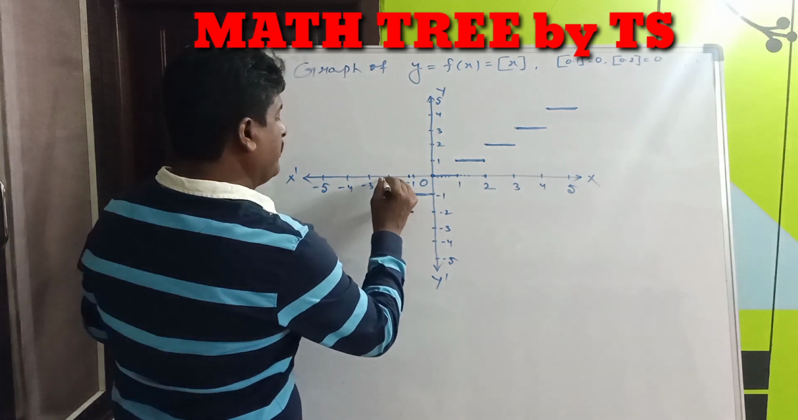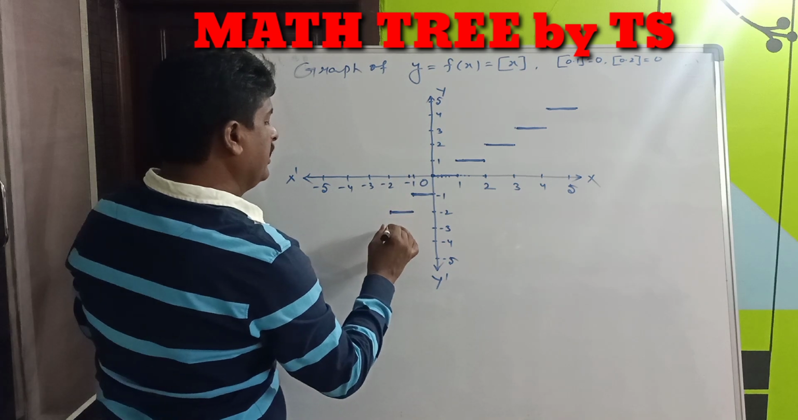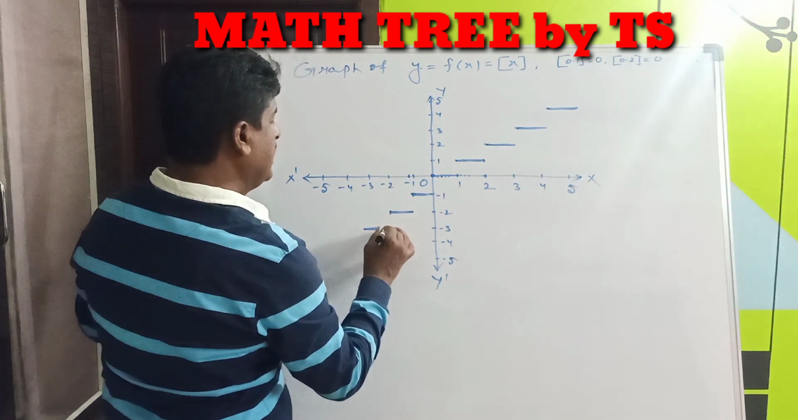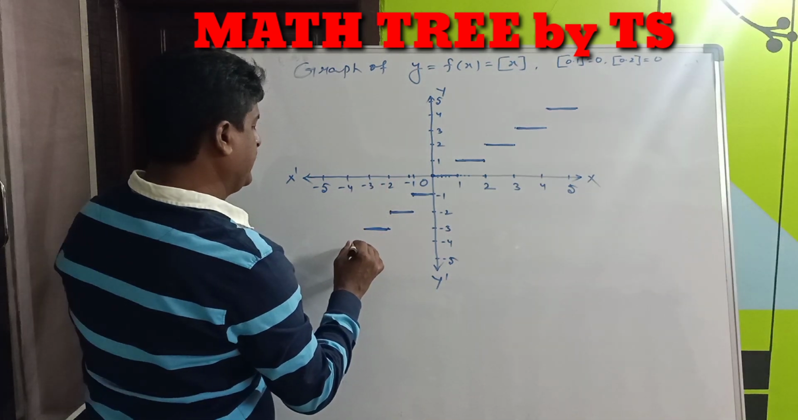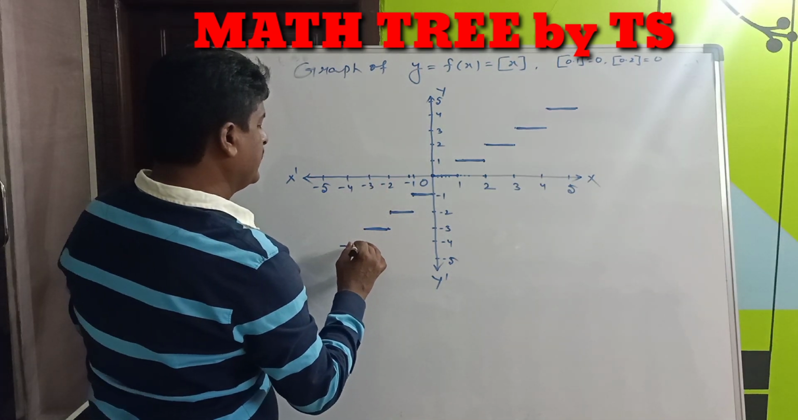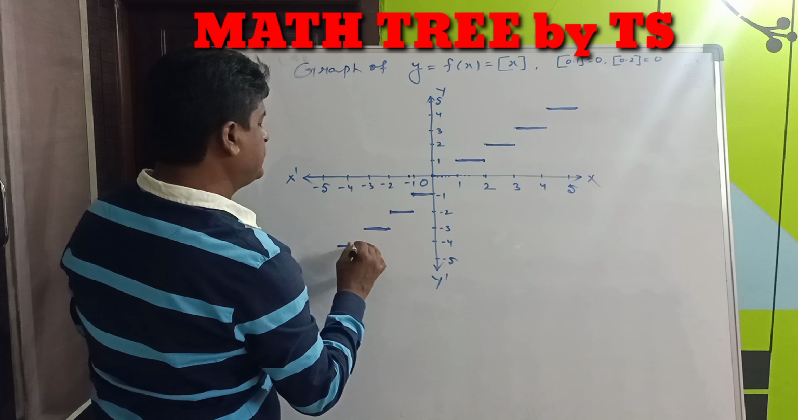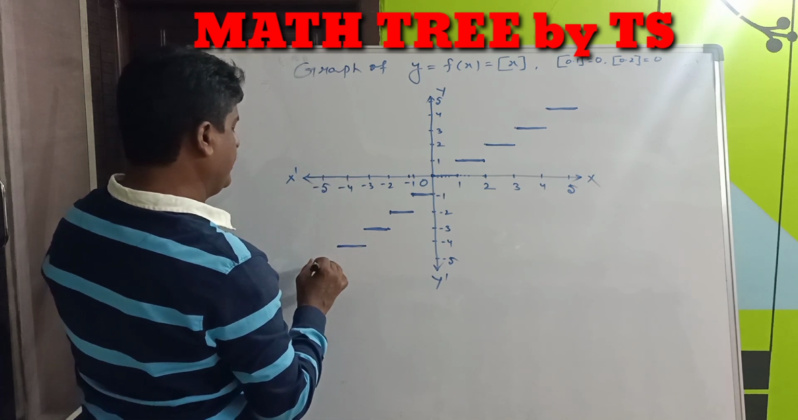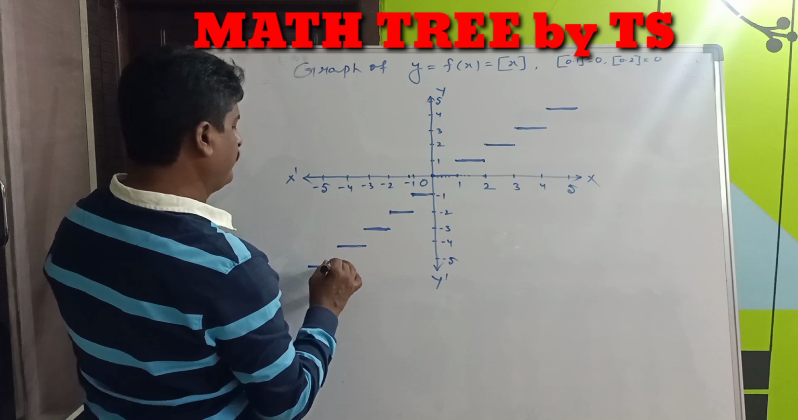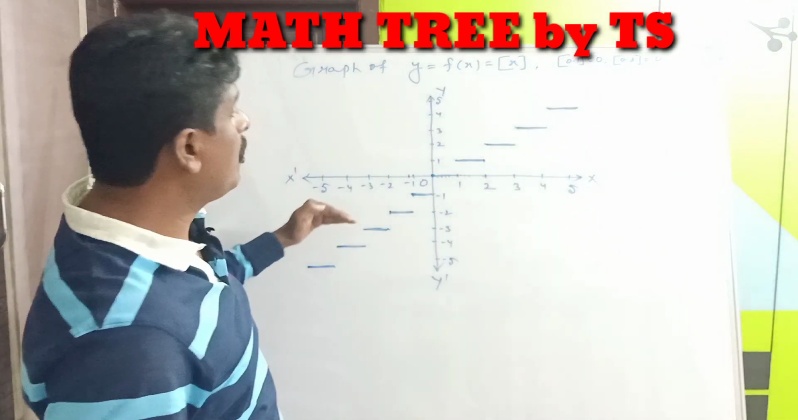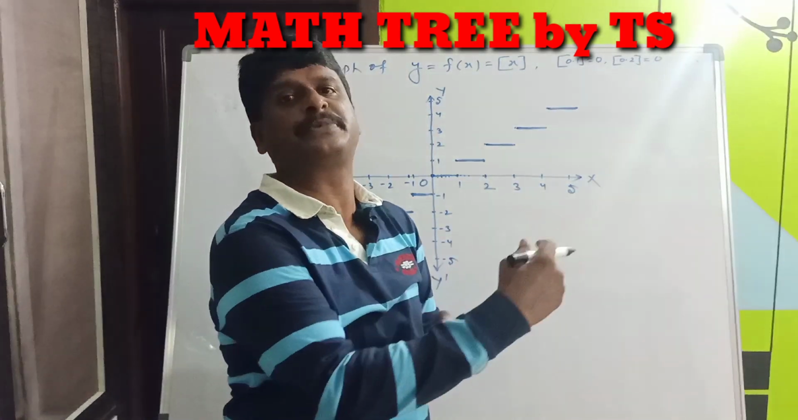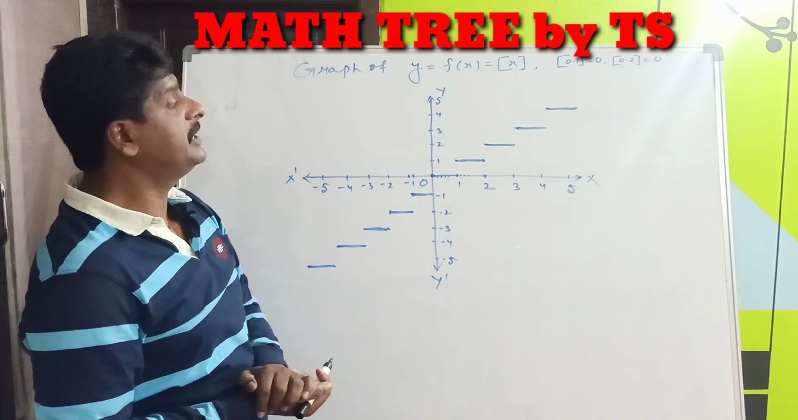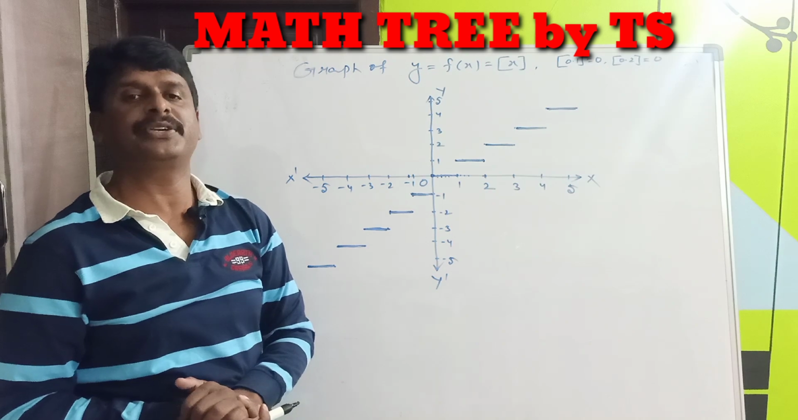Okay. At minus 2.1, it becomes 3. This is the graph. At minus 3.1 it becomes 4. This is the graph. Observe that at minus 4.1 it is 5. This is the graph. Observe that the graph is looking like steps. That's why it is also called a step function.